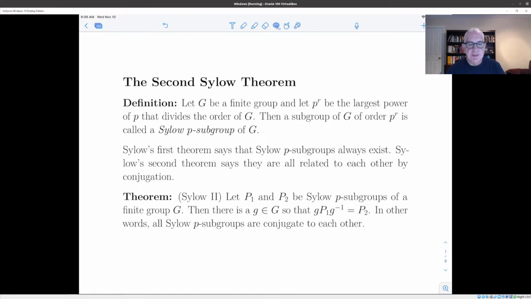Suppose you have a finite group, and you take the largest power of p which divides the order of the group. Then we know by the first theorem that a subgroup of that order always exists, and we call that a Sylow p subgroup of G. So maybe as a little side remark, for example, if G is S4, so that the order of G is 24, then 8 is the highest power of 2 that divides 24, and so a Sylow 2 subgroup of S4 would have order 8.